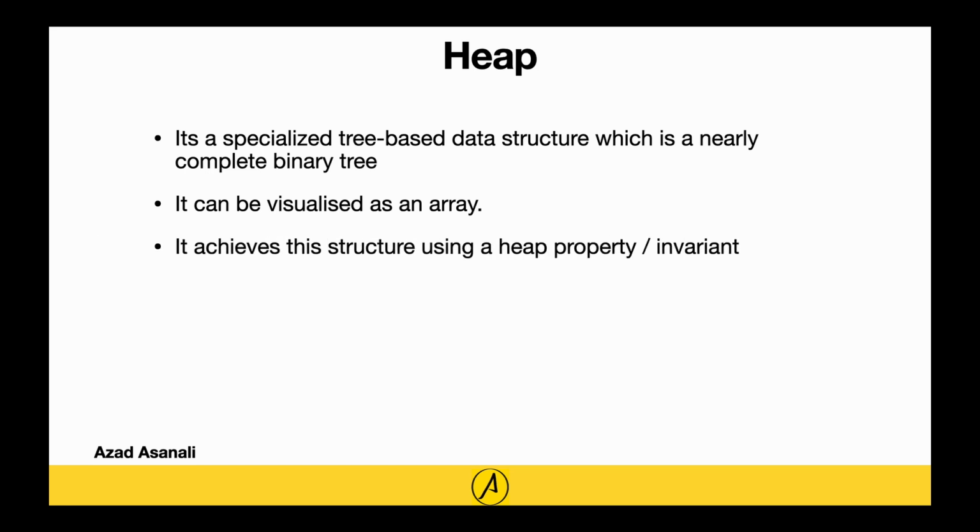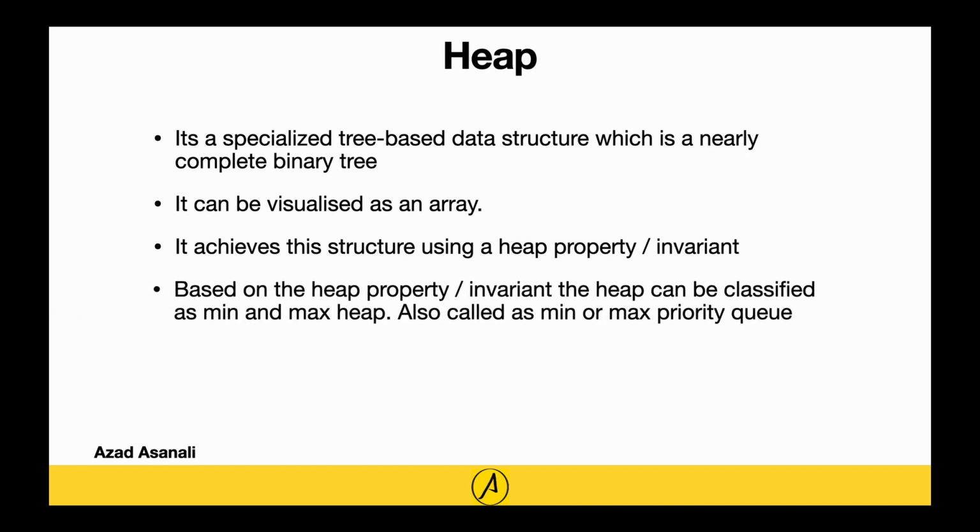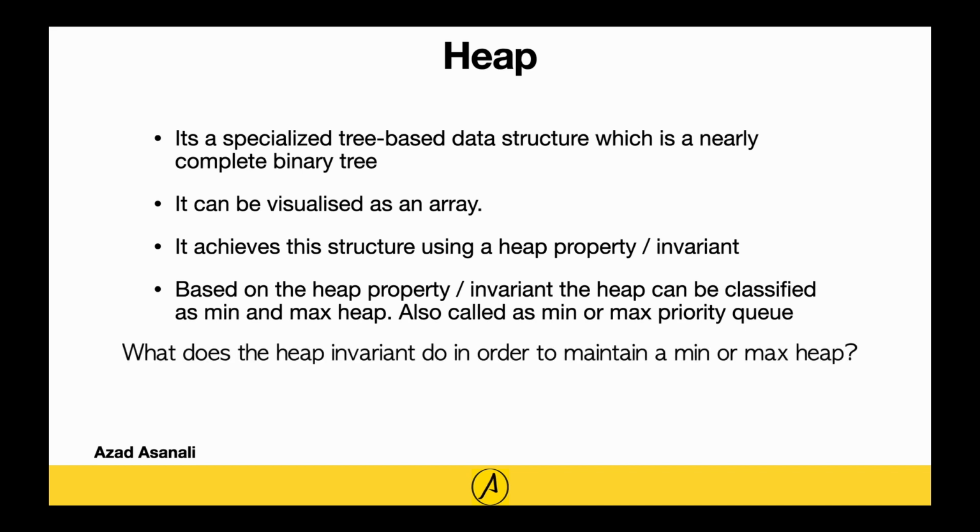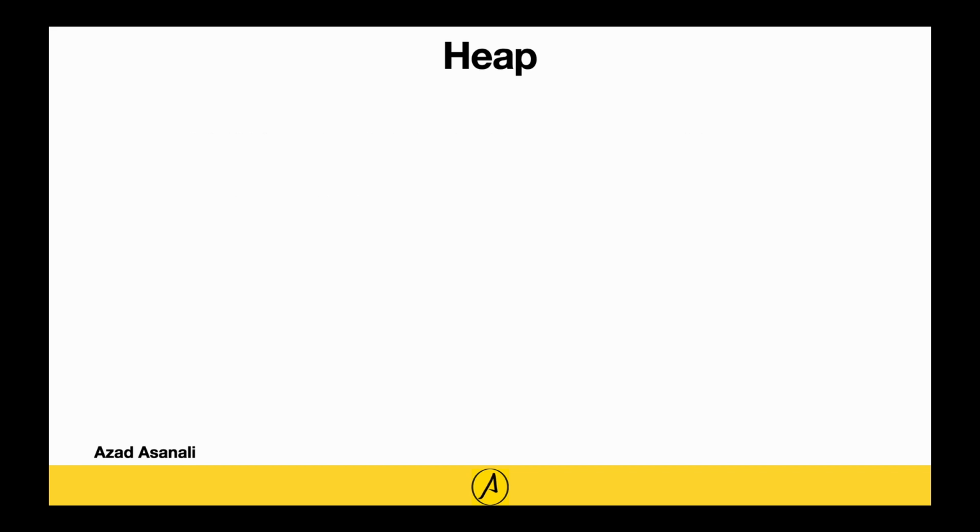So how is the heap maintained? A heap is maintained using a property called the heap property or invariant. Based upon this invariant, we have two types of heap. We call it a min or max heap based upon the invariant type. Also, it can be called a min or max priority queue, which we are going to implement later after this lecture. So what does the heap invariant do in order to maintain the min or max heap?